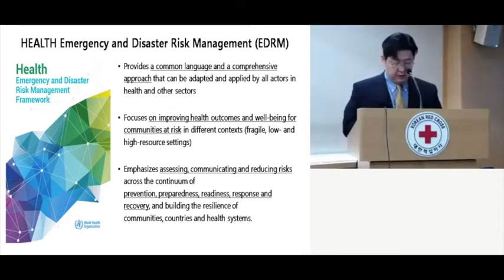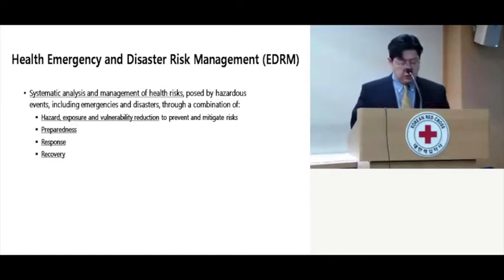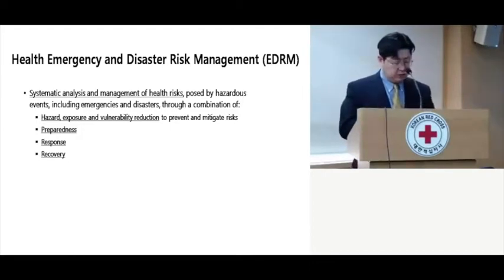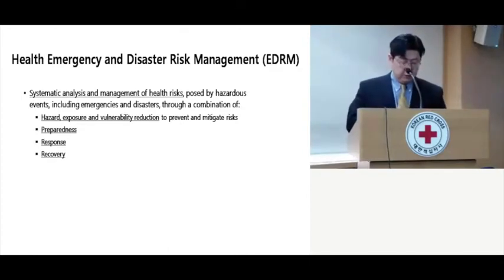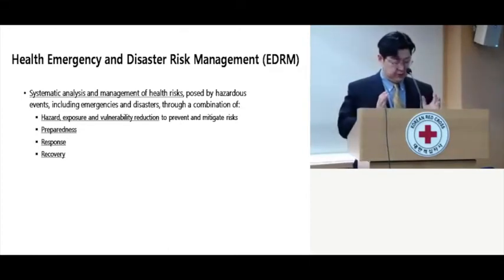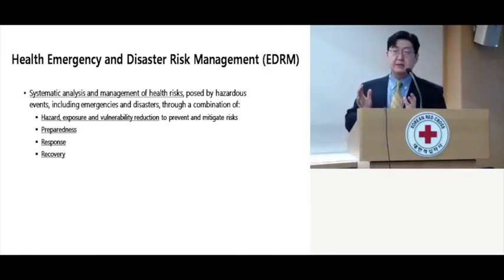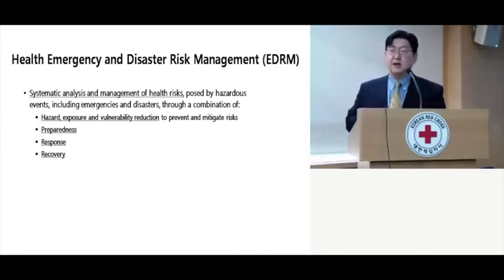And coming back to the EDRM, Health Emergency and Disaster Risk Management, what do we have to do? It's a question to answer. So we have to systematically analyze and manage health risks. For example, hazard exposure and vulnerability reduction to prevent and mitigate risks. And preparedness is also important, as well as response and recovery. These all elements should be taken into account.